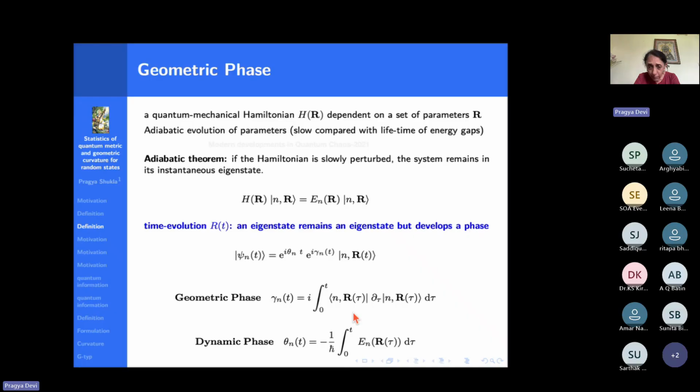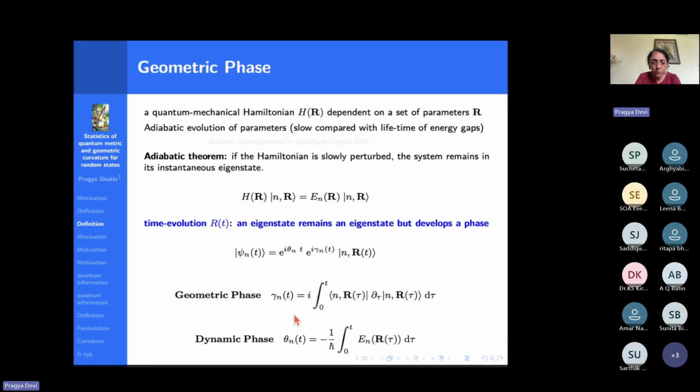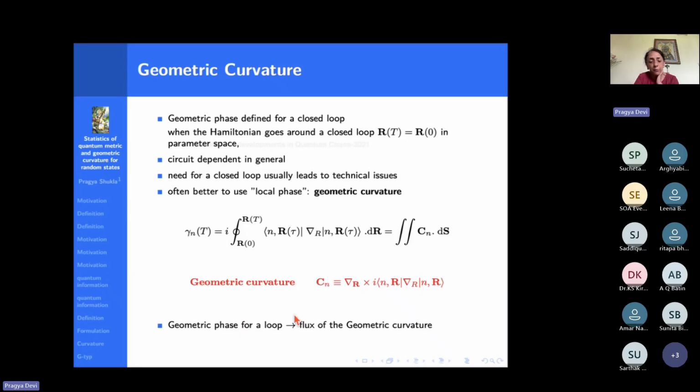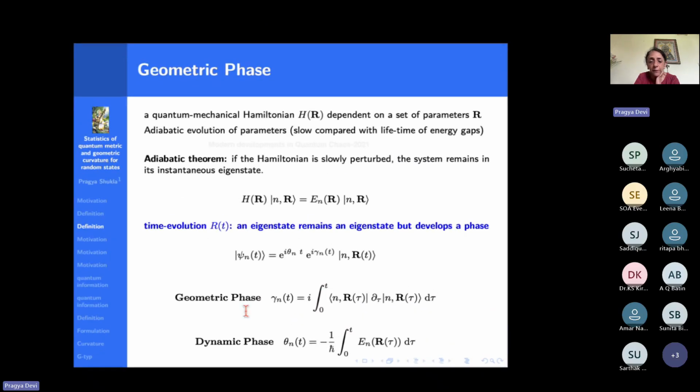And that geometric phase is given by this formula. It depends on this operator, the partial derivative with respect to time, and its overlap with the eigenstate, or the expectation value of this operator in the instantaneous eigenstate. Okay, now as I showed, the geometric phase depends on the integral over time of this quantity.